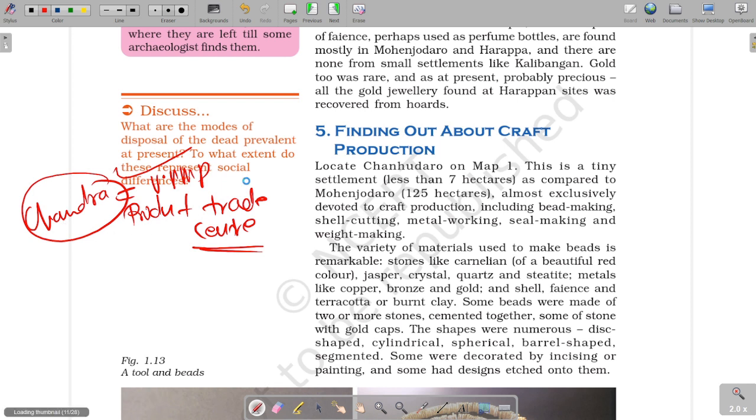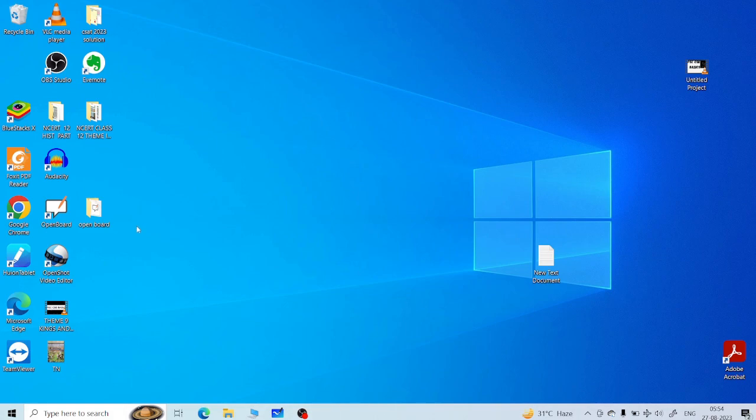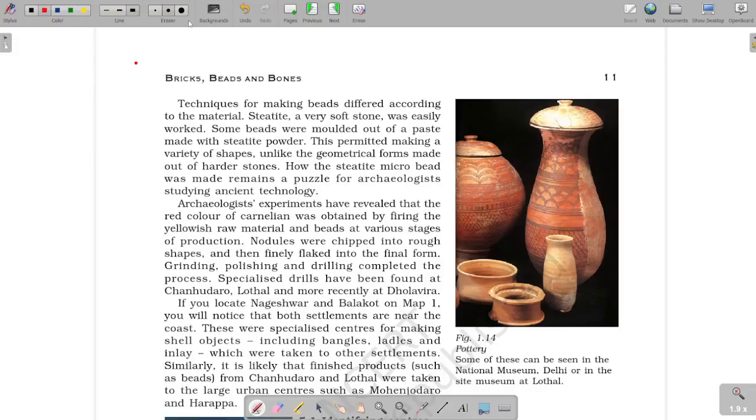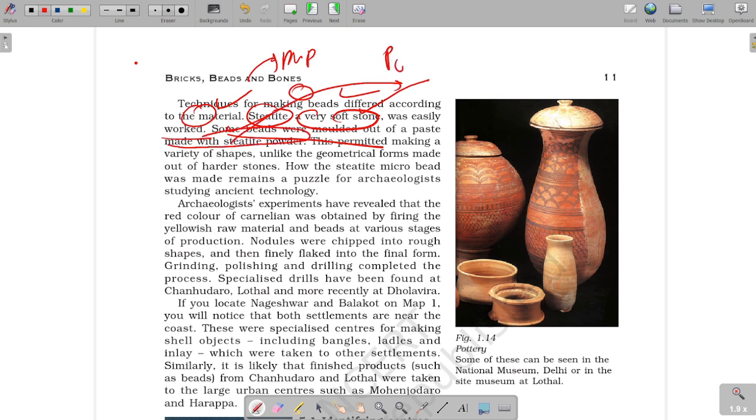Now, the techniques that were used for making beads were very different according to the shape of material and the properties of material. Steatite, which is soapstone, is a very soft stone which can easily be worked. Some beads were made of paste. So first it was made in powdered form, then paste was made, then beads were made from it.